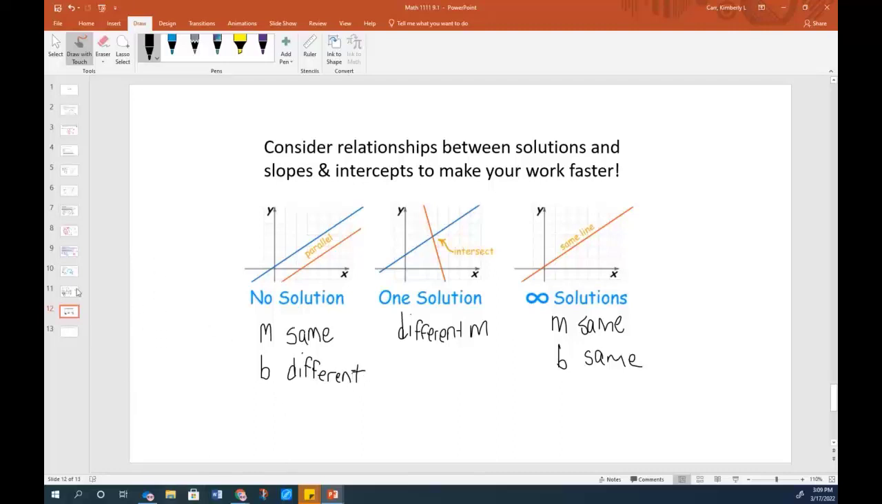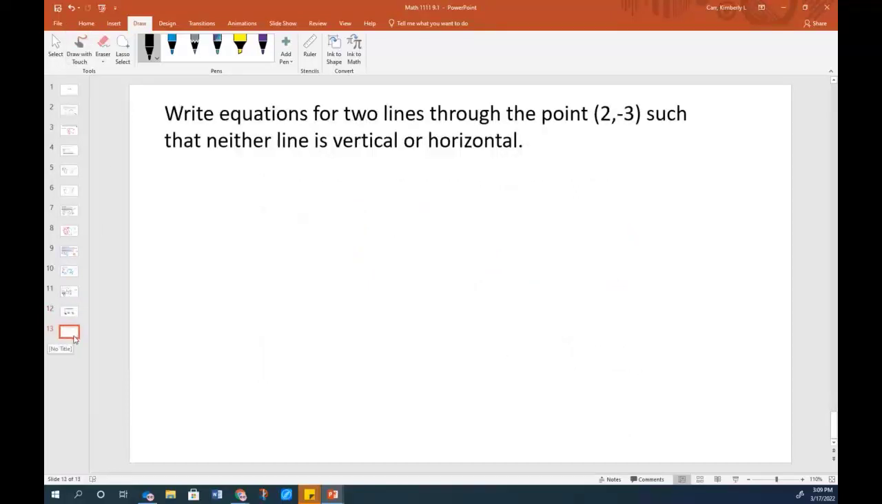Okay, so just keeping that in mind, sometimes if they ask you if there's going to be one solution or different solutions, you could just consider, can I get this in y equals mx plus b form? And then just make a comparison, and in doing that, you wouldn't necessarily have to work things all the way out. So that was just a homework tip.